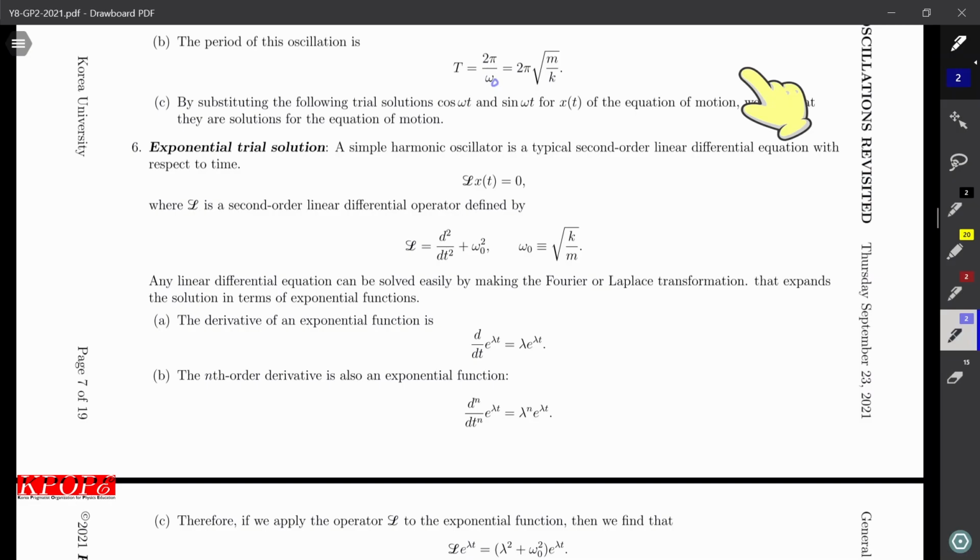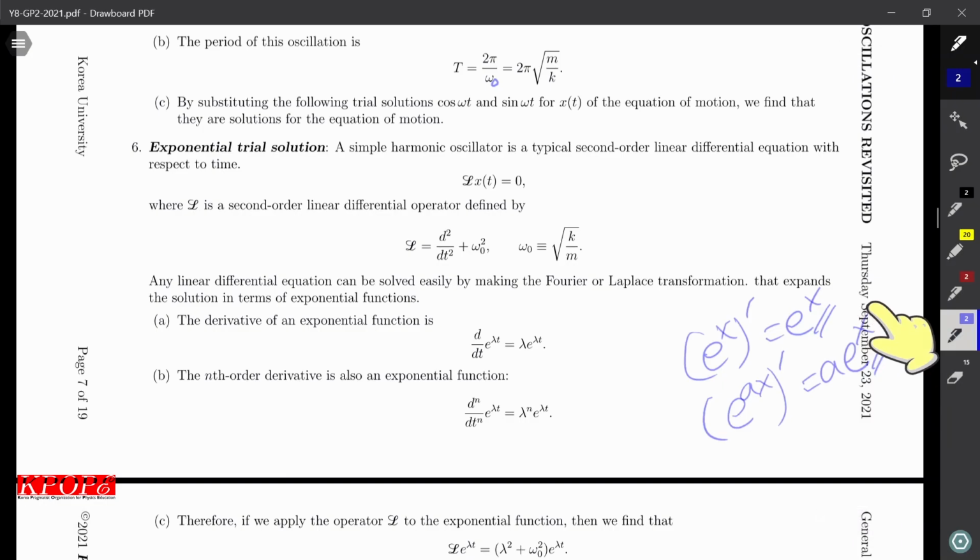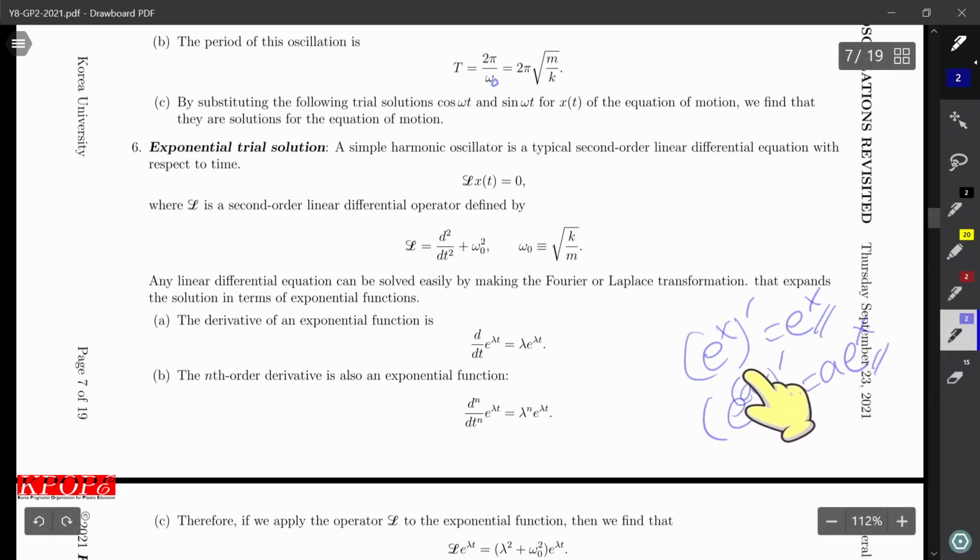We know the exponential x derivative is exponential x. Exponential ax, its derivative is a exponential ax. So this form is always the same. So it is convenient to substitute the trial solution as an exponential form with some free parameter that is to be determined later. First order derivative of exponential lambda t is lambda exponential lambda t, and nth order derivative of exponential lambda t is lambda to the n exponential lambda t.